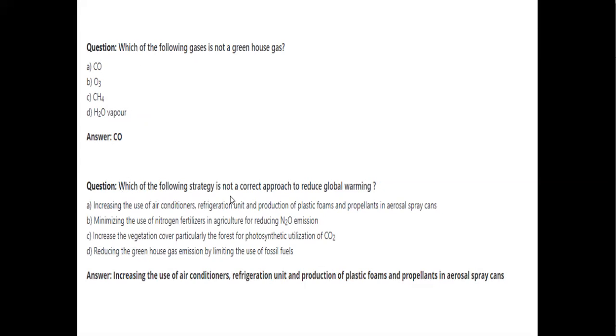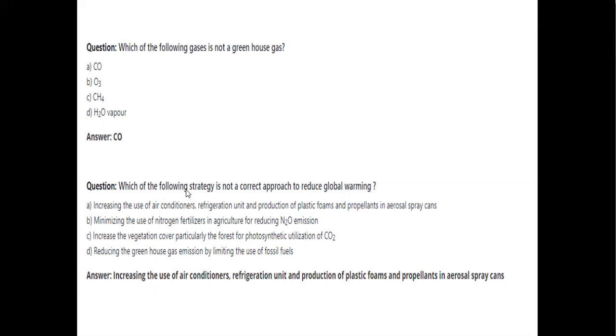Which of the following strategies is not a correct approach to reduce global warming? Increasing the use of air conditioner, refrigerator unit, and production of plastics, foam, and propellant in aerosol spray cans; minimizing the use of nitrogen fertilizer in agriculture for reducing N2O emission; increase the vegetation cover, particularly the forest, for photosynthetic utilization of carbon dioxide; reducing the greenhouse gas emission by limiting the use of fossil fuels.